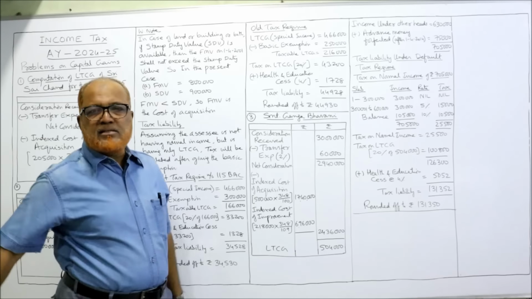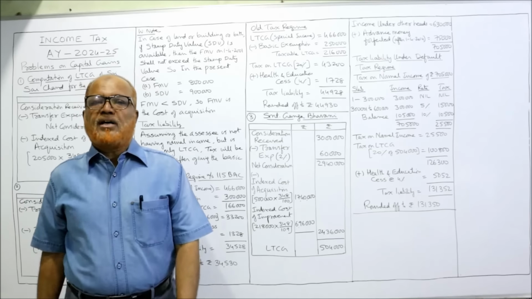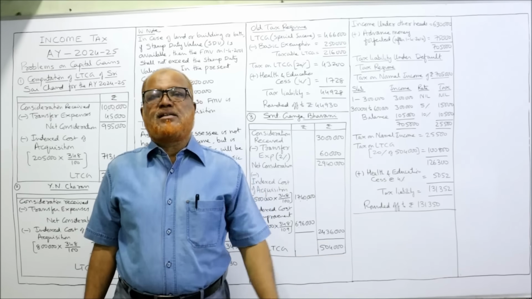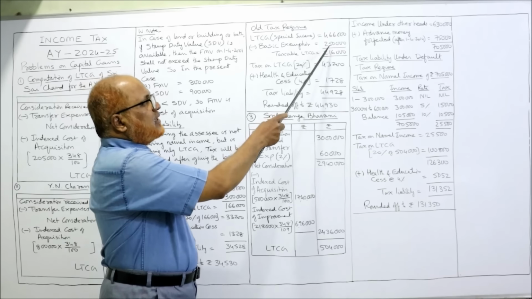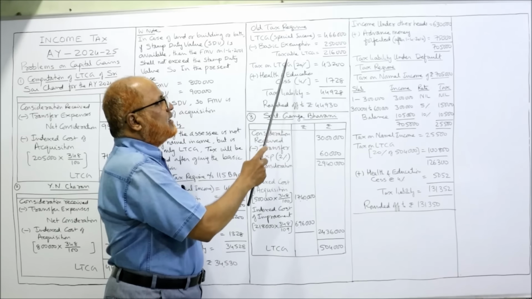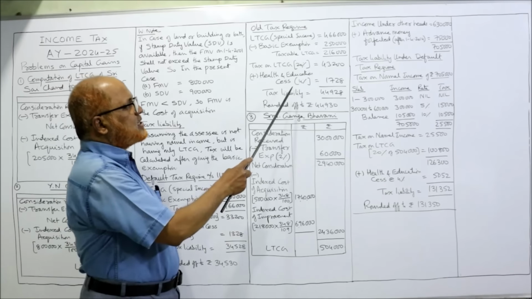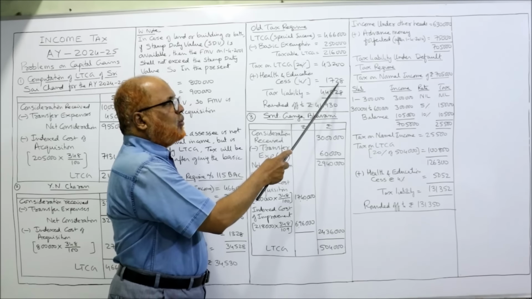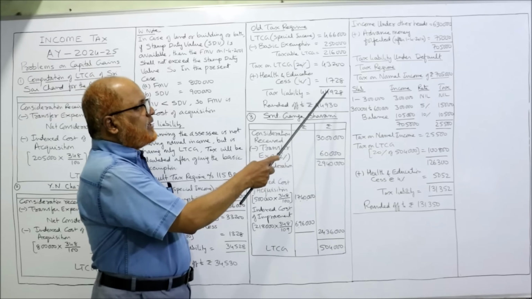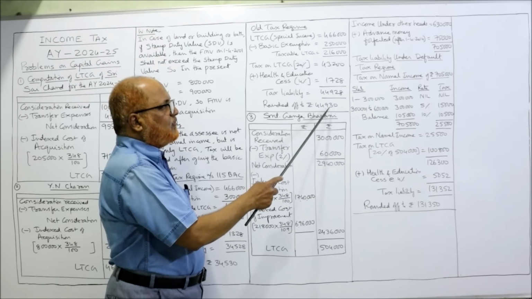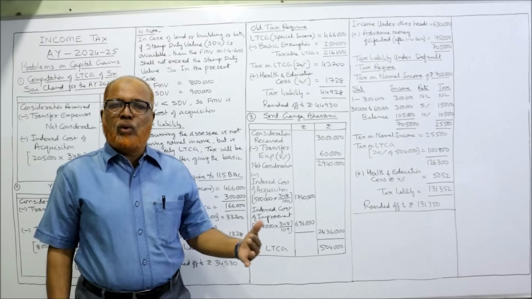So LTCG 4,66,000. Basic exemption is 2,50,000, assuming the assessee is a non-senior citizen below 60 years of age. That is the assumption. 2,50,000 deducted, 2,16,000 taxable LTCG. Tax at 20% of 2,16,000 is 43,200. Add health and education cess 4% on 43,200, that is 1,728. Tax liability 44,928. Round it off: instead of 28, we take 30, 44,930. That is the tax liability according to the old scheme.